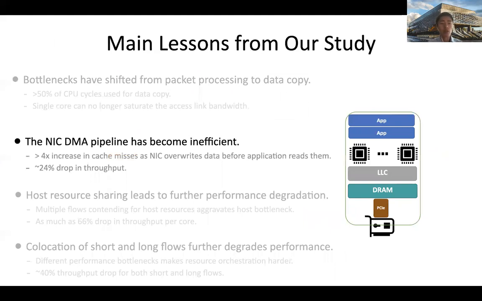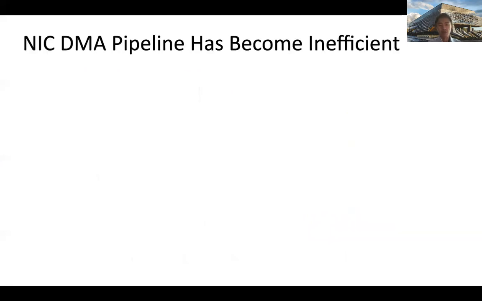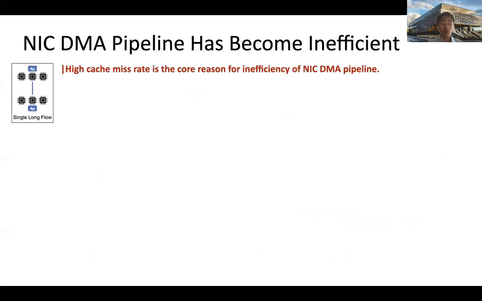Next, let's discuss how the NIC DMA pipeline has become inefficient. We found high cache miss rate is a core reason for the inefficiency of the NIC DMA pipeline. There are two parameters that impact the cache miss rate: the TCP Rx buffer size and the NIC Rx descriptor count. Let me first go through the first parameter.